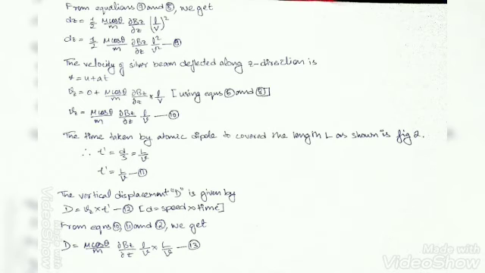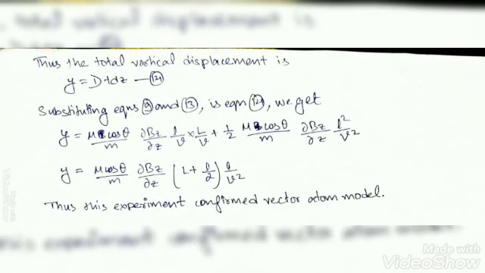The vertical displacement capital D is given by D equals Vz into t dash. Equation 12, since distance equals speed into time. From equations 10, 11 and 12 we get D equals mu cos theta by m del Bz by del z, L by v into capital L by v. Equation 13. Thus the total vertical displacement is y equals capital D plus dz.